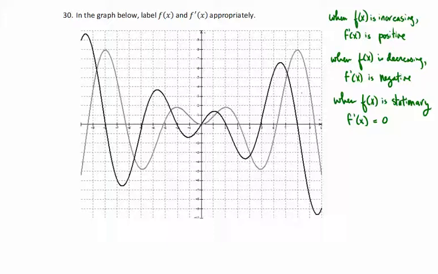When f of x is increasing, then f prime of x should be positive because the slope of the line is the derivative. So if the slopes are positive for some place, then the derivative should be a positive value. So let's take a look here.